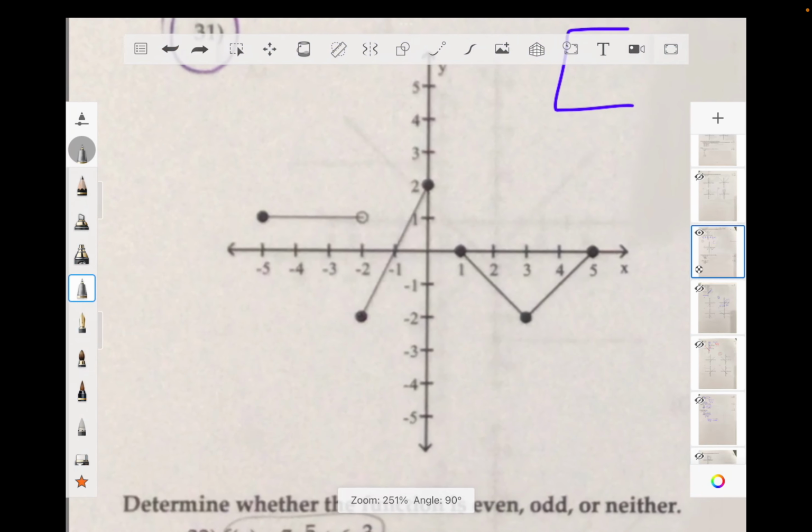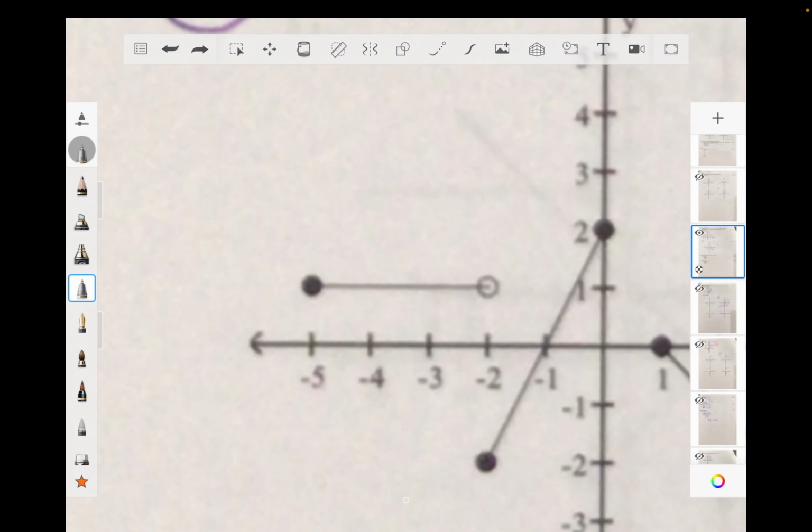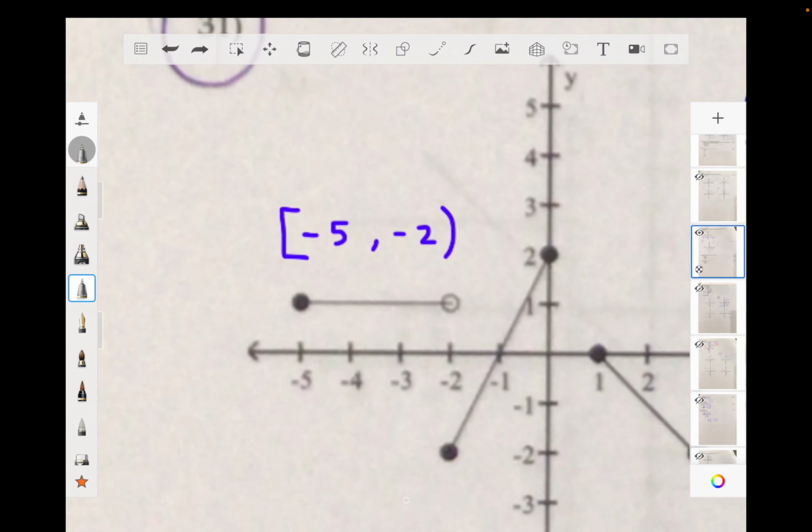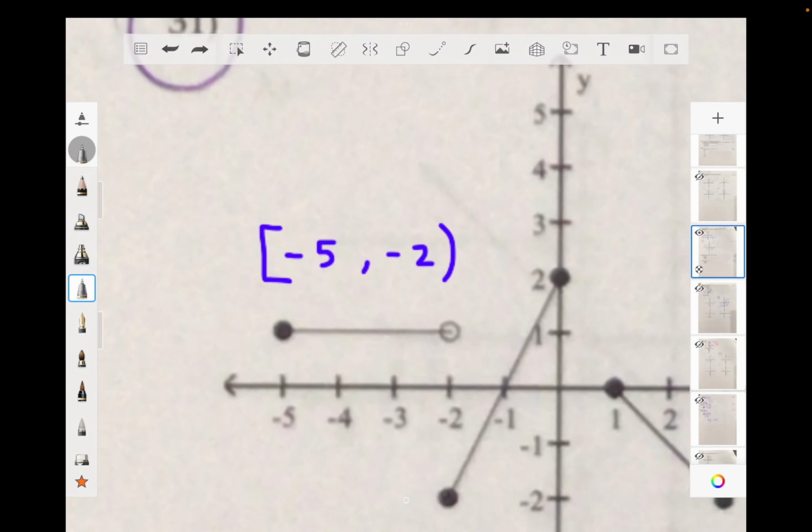For this one, remember, whole dot here and circle dot here. So it's going to be from -5 to -2, and it's a circle dot, so you use the parentheses. And this one's constant.